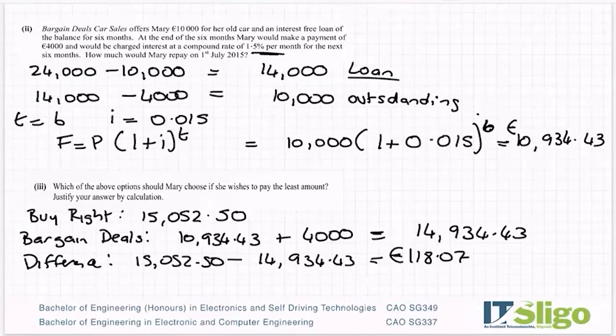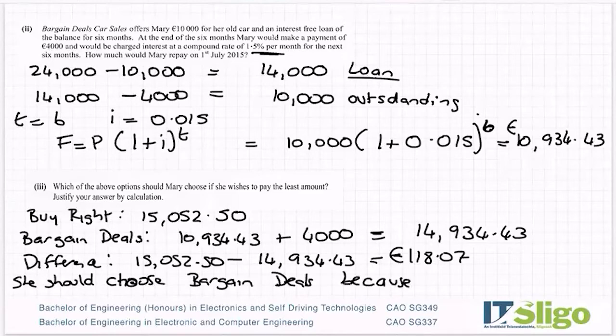So which of the above options should she choose? She should choose Bargain Deals because it is 118.07 cheaper. Okay, and that concludes that question.